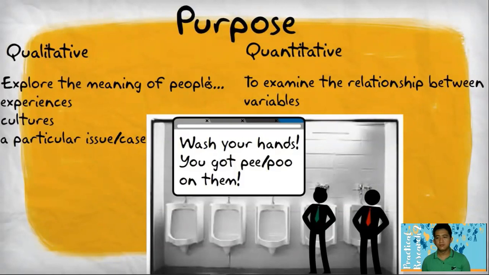Then the researcher watches to see if more people wash their hands after peeing or pooping who were exposed to the poster compared to those who were not exposed to the poster. It turns out that more people washed their hands who went to the bathroom where the poster was.